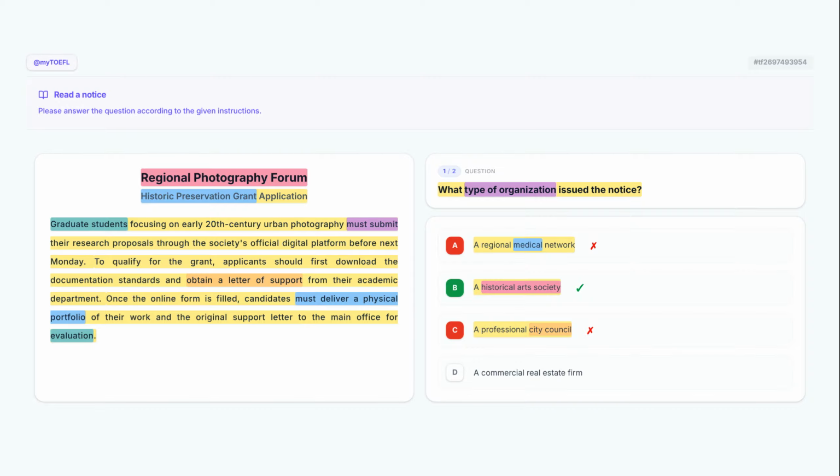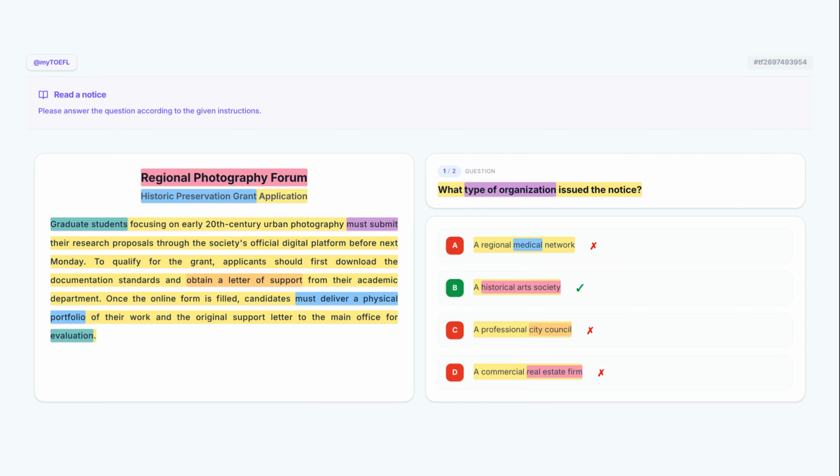Finally, let's evaluate option D together. A commercial real estate firm. A real estate firm would focus on commercial property, not research proposals for photography. The academic nature of the grant and the requirement for a student portfolio contradict the commercial focus of this option.